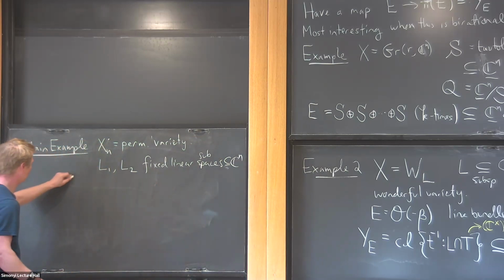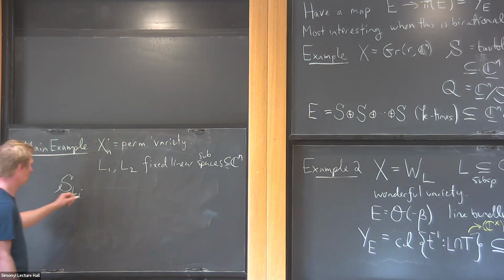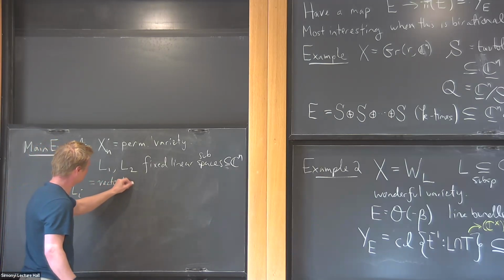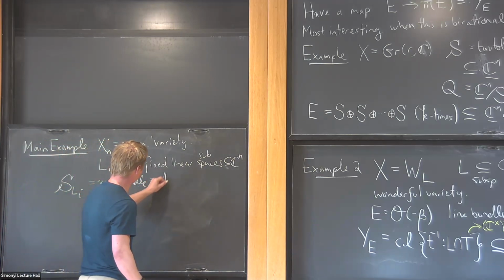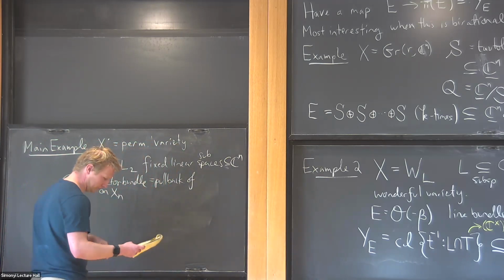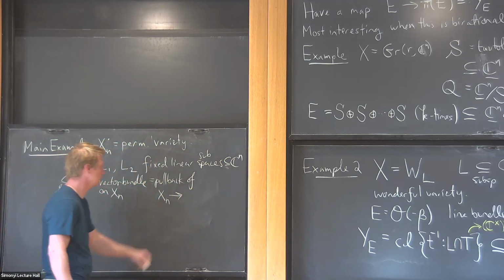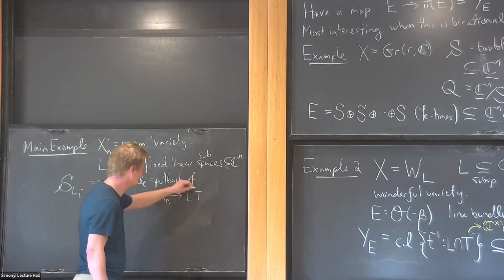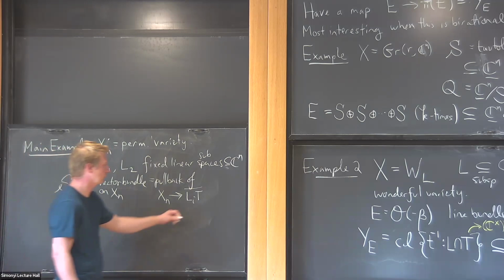And so S of L_i is going to be the vector bundle on X_n that is equal to the pullback of the following. There's a map from the toric variety of the Bergman fan to the torus orbit closure, the big T orbit closure, through this particular linear subspace in whatever Grassmannian it lives in.